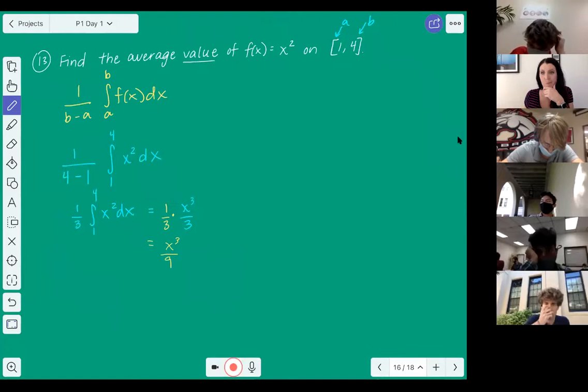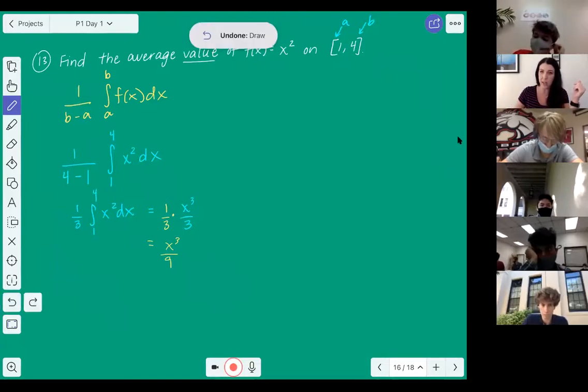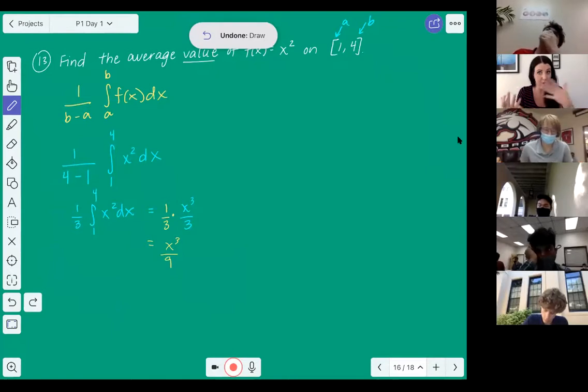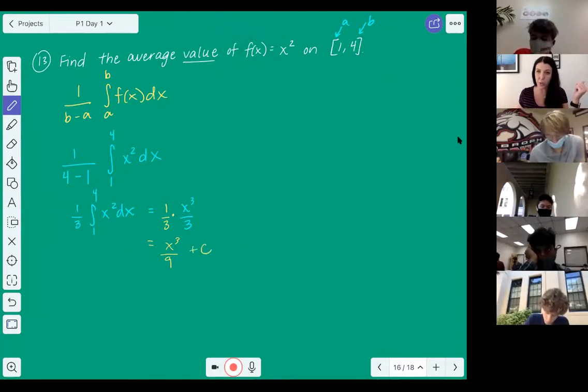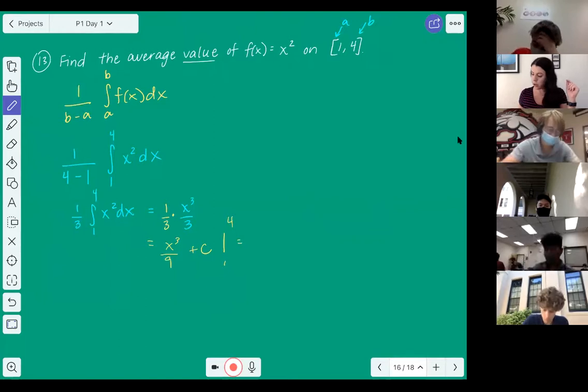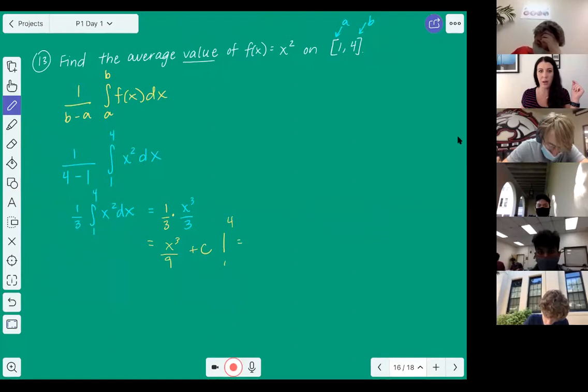Oh, your bounds. Yeah, so we're actually evaluating this from something to something. You could include the plus c if you want. You don't have to because there's bounds; those c's are going to cancel out. If you want to include it, it's never wrong to include. It is wrong to miss it if there were no bounds. So yes, Charlie, we're going to include our bounds, from 1 to 4. Let's go to Augie. When we evaluate this, what do I do next?